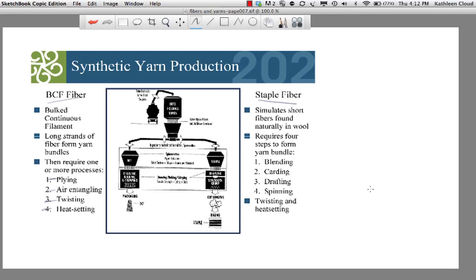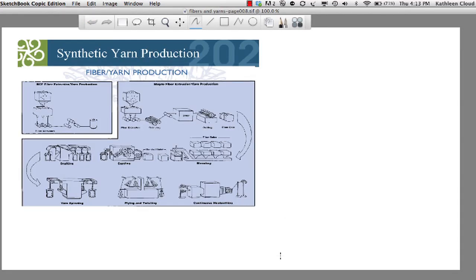Staple fiber is spun into yarn and requires 3 critical preparation steps. Blending is one of the steps, carding, and drafting. Prior to the spinning process, any fiber can be formed into spun fiber. Okay, the process for BCF is short and sweet. This explains the more involved process for the staple fiber. A little bit technical, but we'll just go through it fairly quickly.